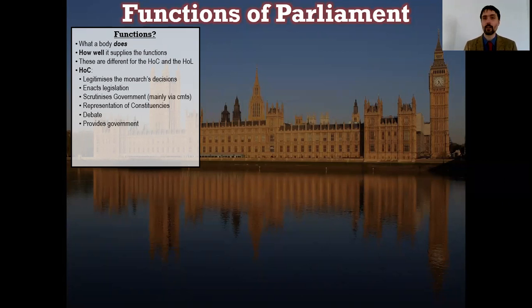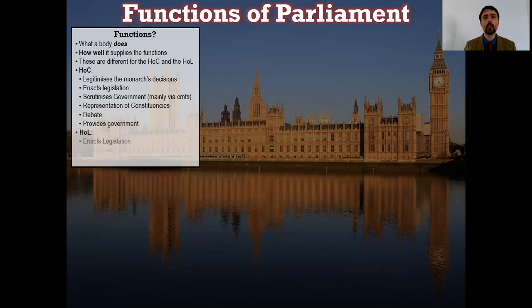Fifthly, there is debate. I mentioned we talk about it. Debate is there to raise issues in the public consciousness and also to give people a feeling that things have been talked through effectively before they are put into law. And finally, Parliament provides government. It provides the members of government. It provides the government itself. The government is part of Parliament. And so Parliament's function is to provide that government, to provide that, if you will, leadership.